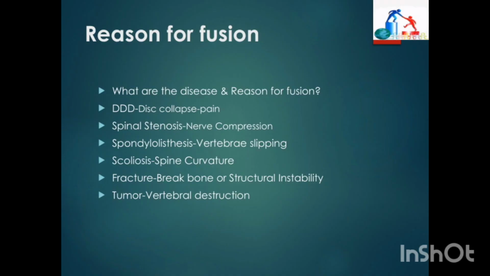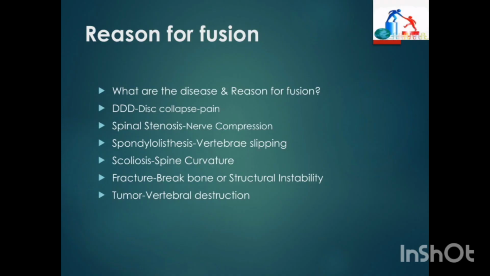Scoliosis refers to abnormal curvature of the spine, which can affect posture and sometimes lead to pain or functional issues. Fractures, whether from trauma or structural weakness, can cause bones to break or become unstable, requiring stabilization. Tumors in the vertebral bodies can lead to destruction of bone tissue, compromising the spine's integrity. And finally, structural instability from any of these issues, be it a fracture, tumor, or deformity, can be a key reason for performing a fusion. Essentially, the goal of fusion is to stabilize the spine, relieve pain, and restore function when these conditions threaten the spine's stability and health.